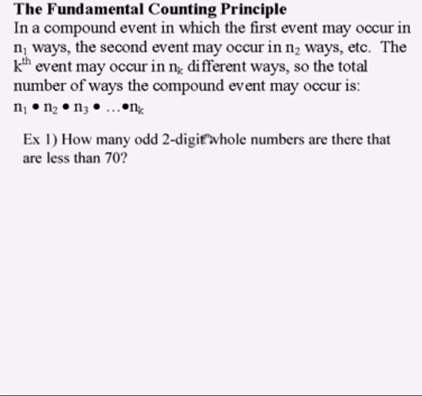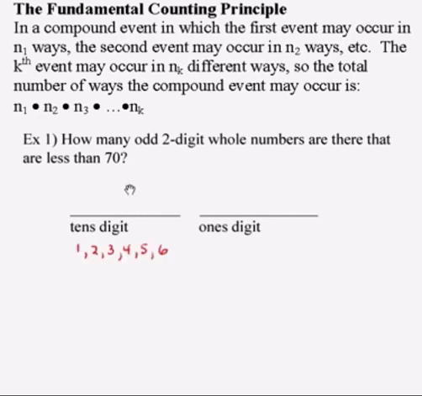How many odd 2-digit whole numbers are there that are less than 70? Well, 2-digit numbers implies the fact that we've got a tens digit and a ones digit. And if it's less than 70, the tens digit has to be chosen from 1, 2, 3, 4, 5, or 6, not 0, because then it wouldn't be a 2-digit whole number. And it can't be 7, because it can't be equal to 70. It says less than. So that gives us 6 possibilities, 6 different ways in which the first event may occur. 6 choices, so to speak, also, if we look at it like that.